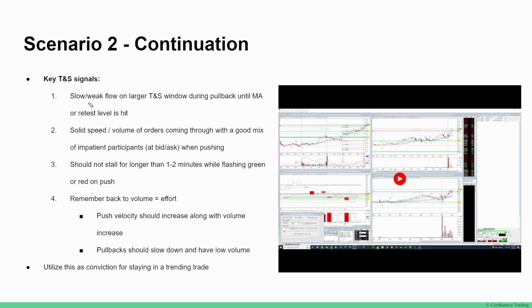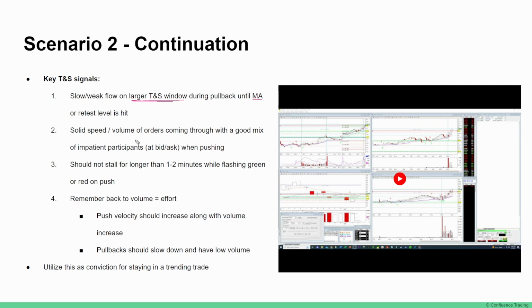The first is slow or weak order flow on our larger time and sales window during a pullback, right? This shows that these larger participants, one, aren't shorting, and two, aren't panic selling as we move back in price. They're convicted that we're going to move higher, and so they're holding. You will commonly see a flash of large orders when you hit the moving average or the pullback area or the retest of a level, because these people are now entering a position for the move higher, or they're adding to their position.